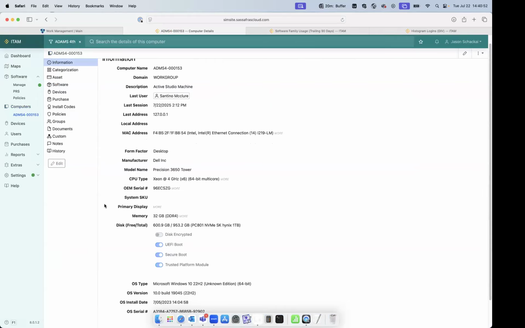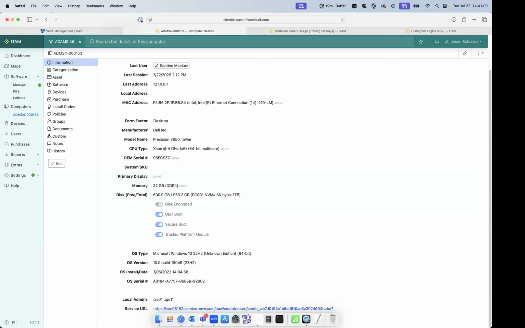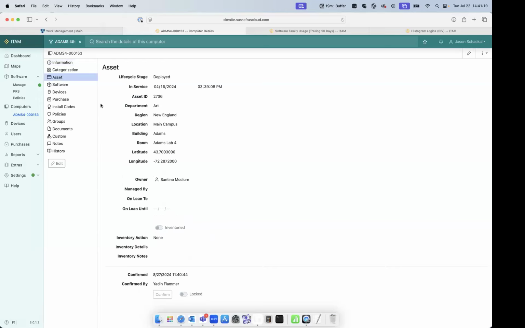So you see all of the hardware configuration details, information about the last user, the last IP address, and the last login, as well as operating system level information. So we see the OS type, the version, the installation date. All of this kind of information can be really helpful to get into Team Dynamics for troubleshooting and ticketing and just inventory management.